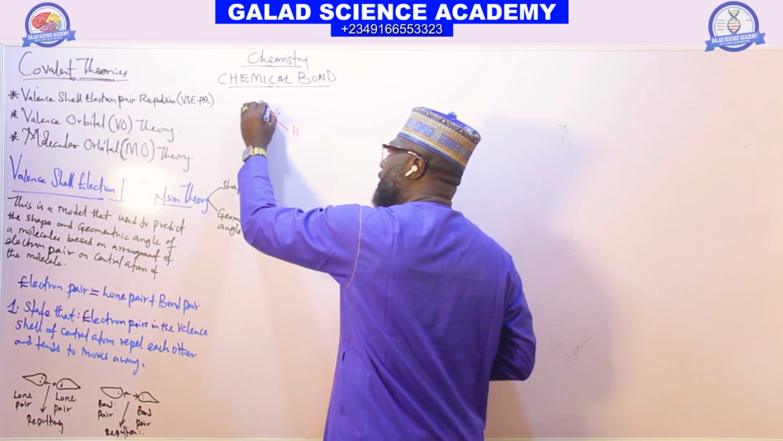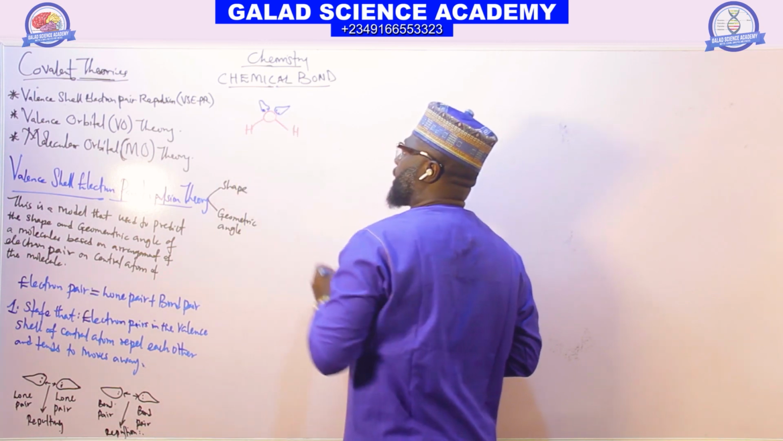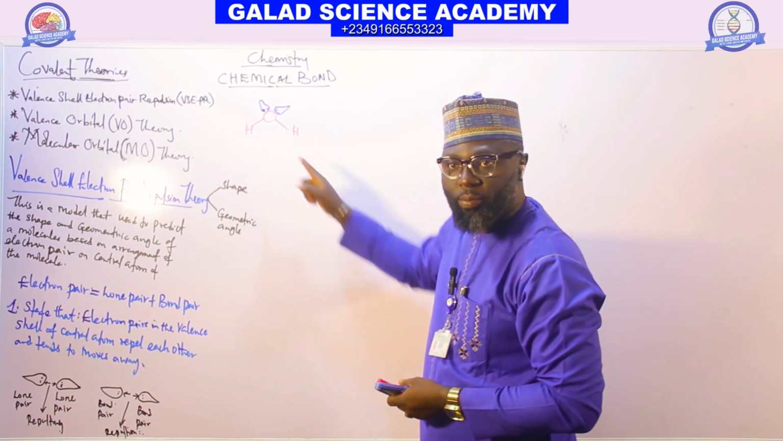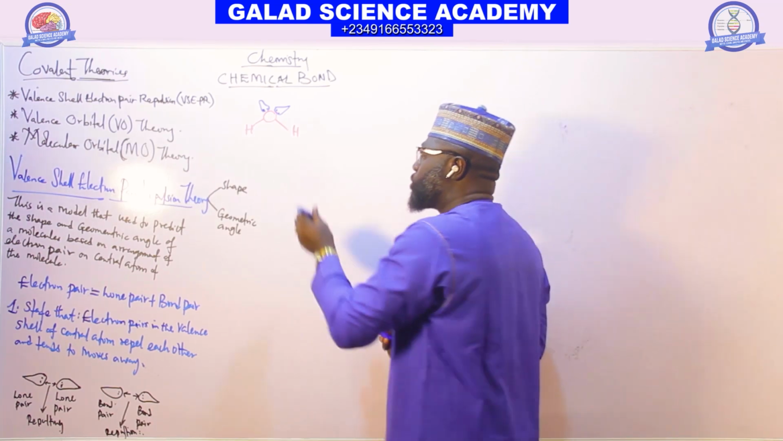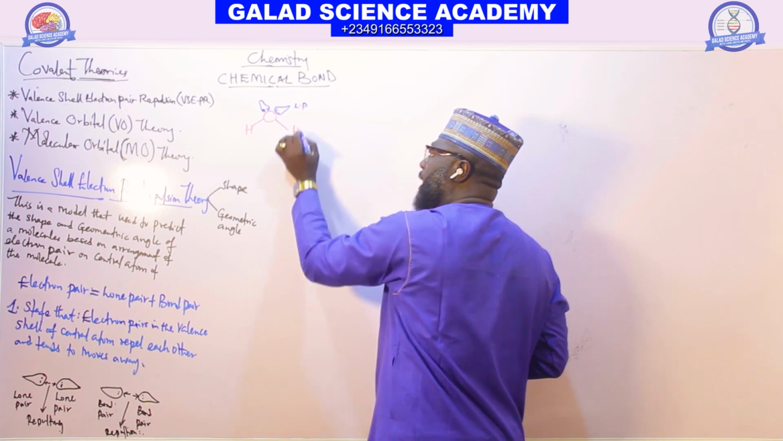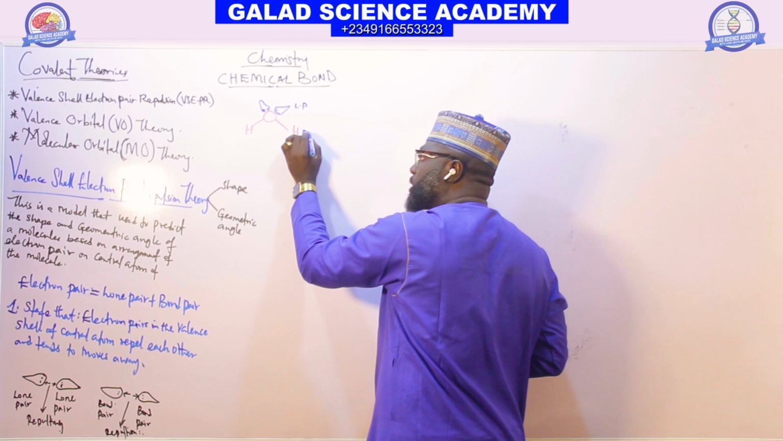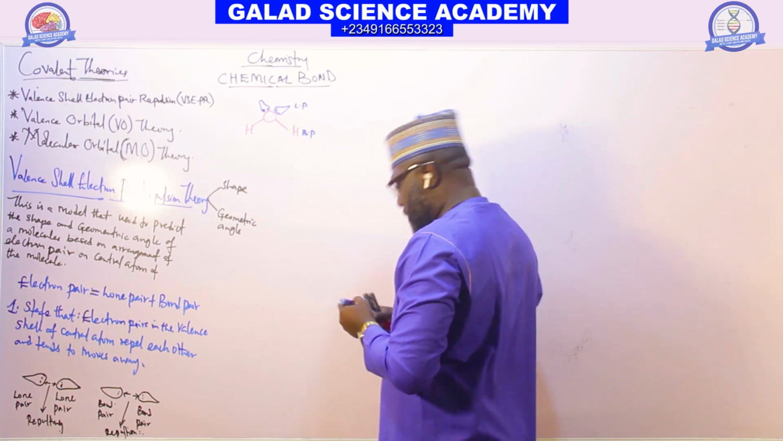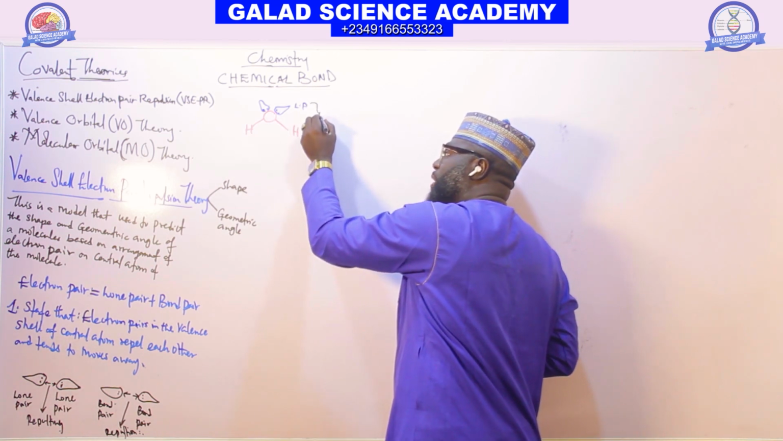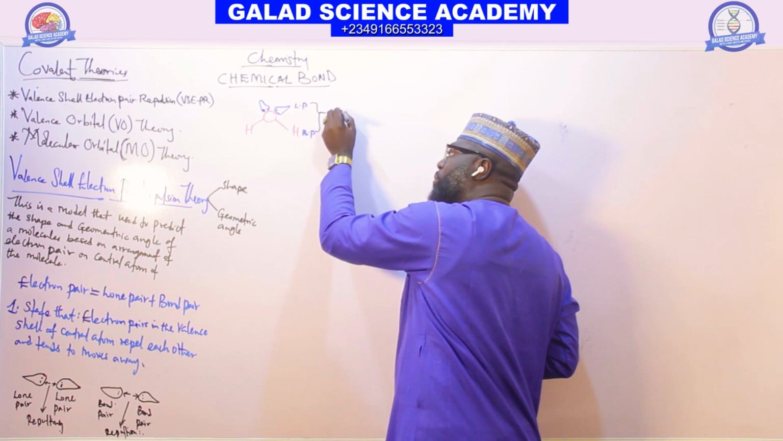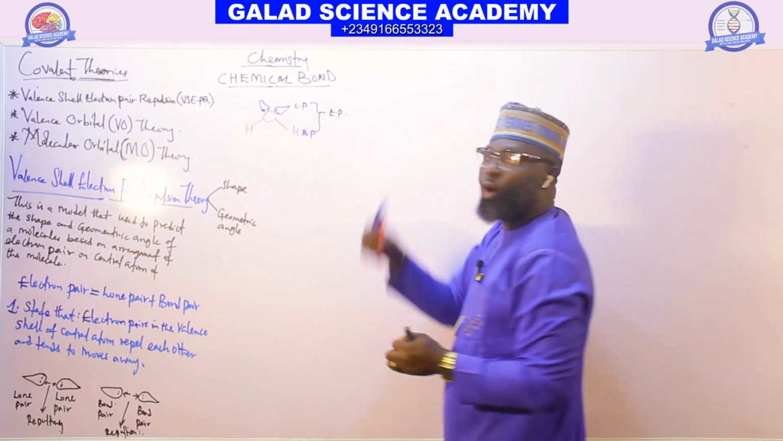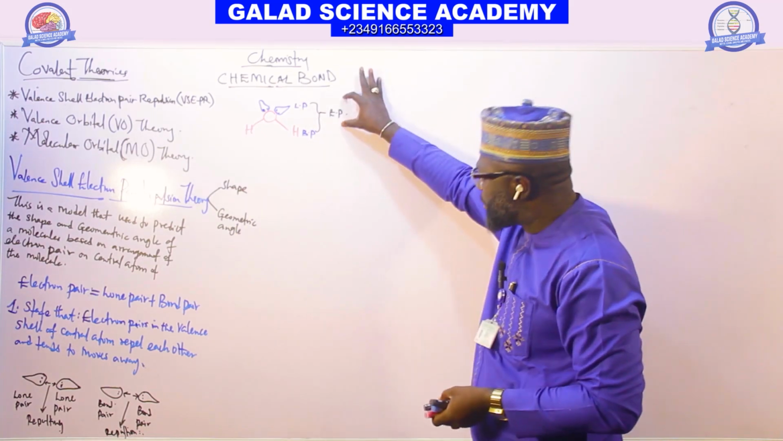Two lone pairs. This is one lone pair, this is the second lone pair. So in this water, we have two lone pairs and two bond pairs. This one is a lone pair, and this one is a bond pair. If you combine both the bond pair and the lone pair, they are called electron pairs, or valency electron pairs.